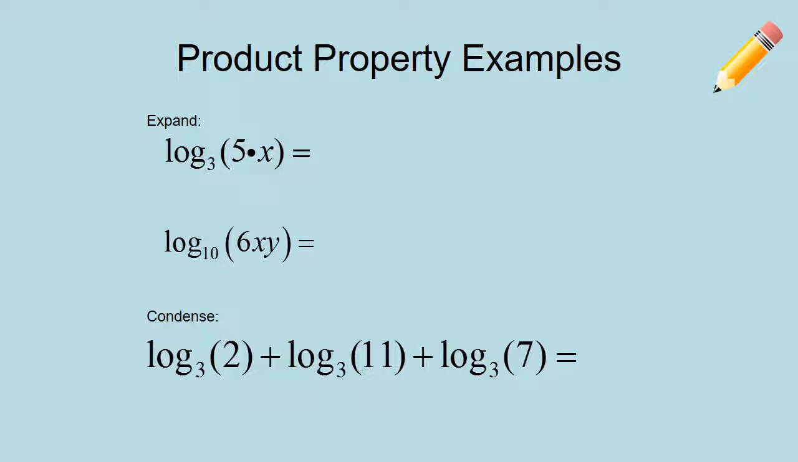Inside your foldable or in your notes, let's look at several examples. We'll go through each property individually. To start off on this first property, currently it's saying I'm multiplying these two values. So that means I need to expand to two logs. Each of them keeps its base value. I have a 5 and an x. They each get their own log, and because it was multiplying, it becomes adding.